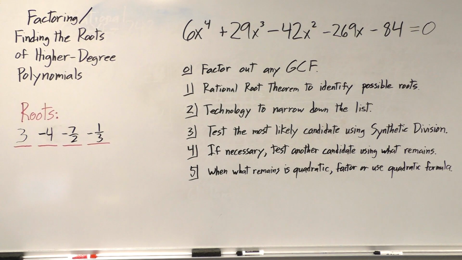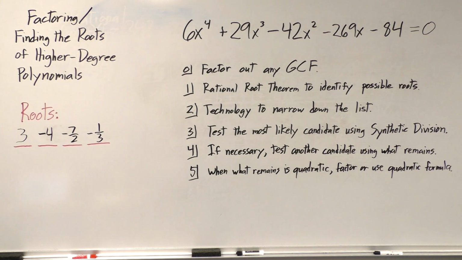If you need to factor something huge, something that is higher degree than quadratic or the simple cubics that we can do, first, this is always first, if there's any greatest common factor, take it out first. It makes everything else simpler. Next, use the rational root theorem to identify any possible roots, but that's just the whole great big list. You're then going to use technology, a TI calculator or Desmos or something, to narrow down that list to likely candidates. Then, once you have some likely candidates, pick the best one and test it using synthetic division.